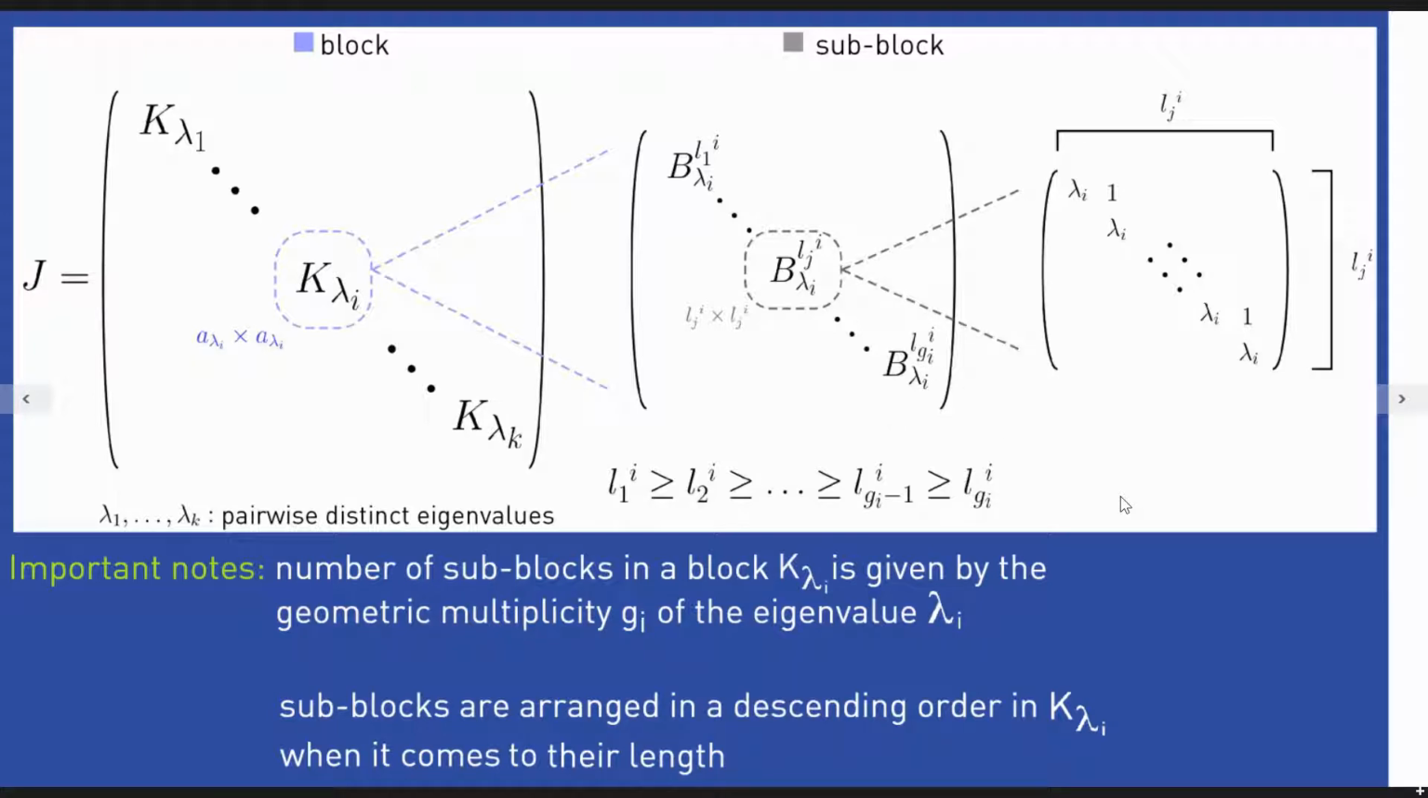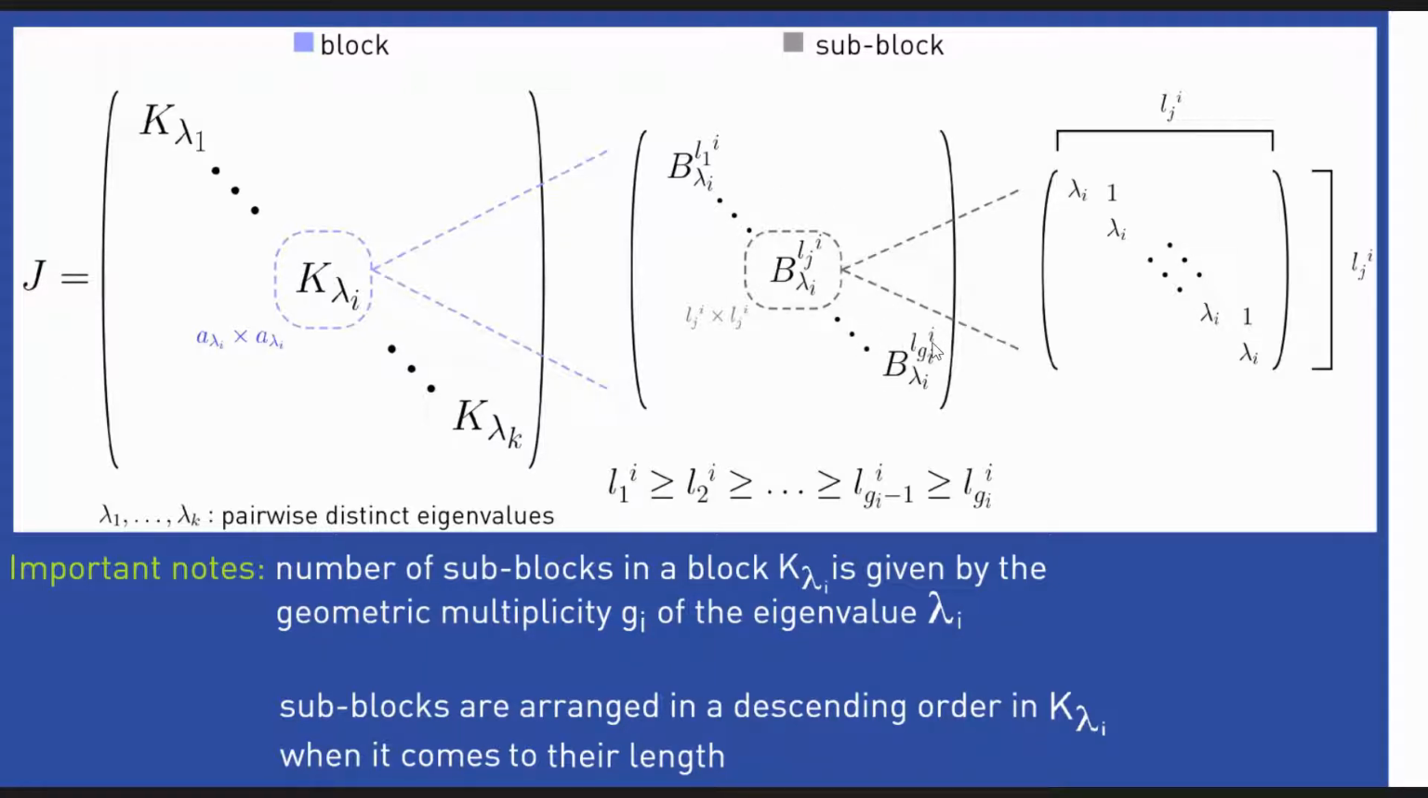And the second important thing is that the subblocks are arranged in a descending order inside of the larger blocks k lambda I when it comes to their length, which you can also see here. The first length is larger or equal to the second length, and so on. So the goal now is that we want to find each length of these blocks here. So the length of the first block, the second block, and the last block.